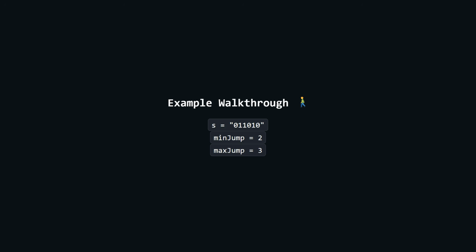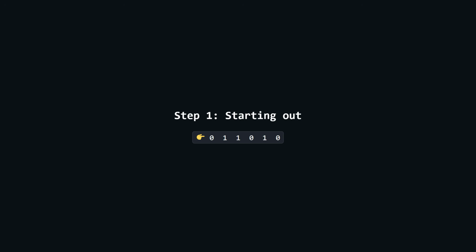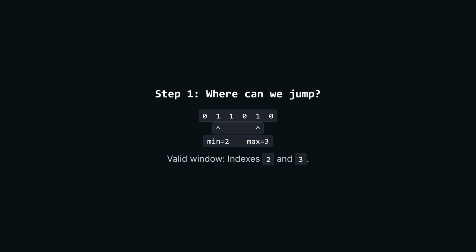Let's walk through an example. Here is our string. Our minimum jump is 2, and our maximum jump is 3. We start at index 0. From index 0, jumping 2 spots forward puts us at index 2, jumping 3 spots puts us at index 3, so our valid landing window is between index 2 and index 3.